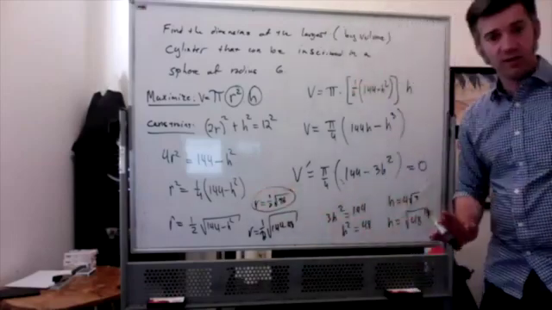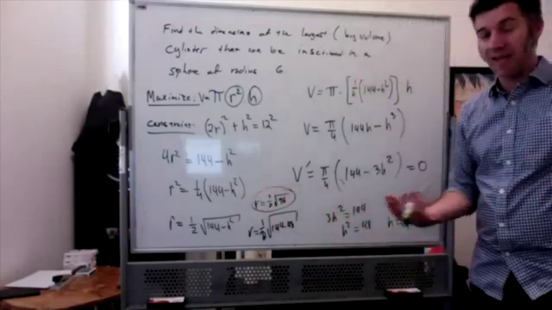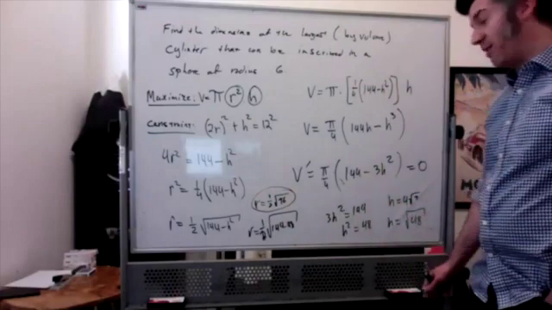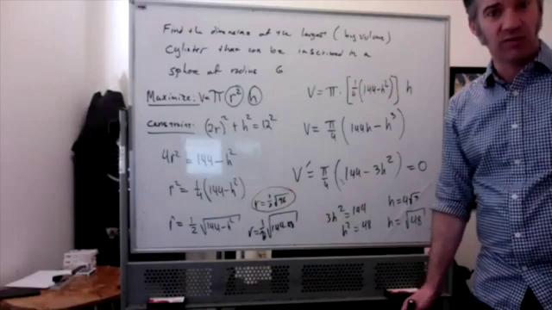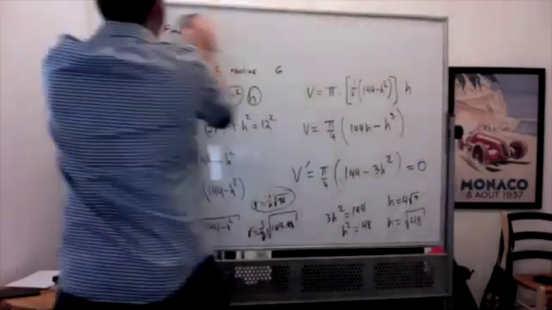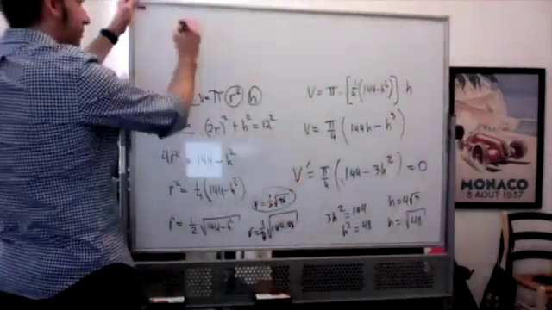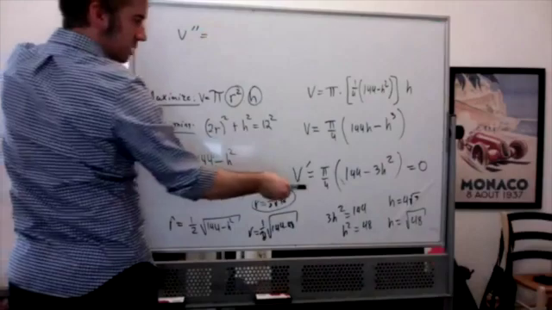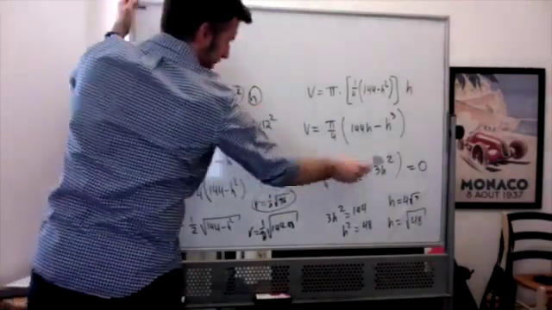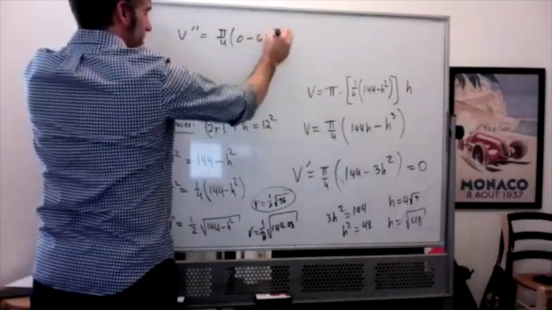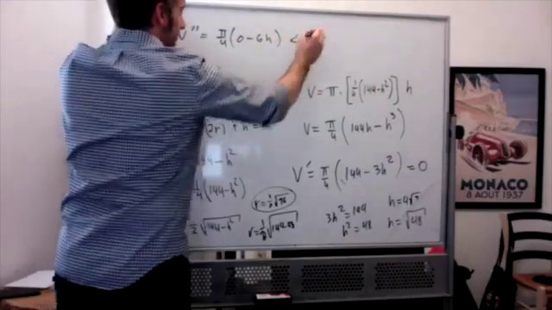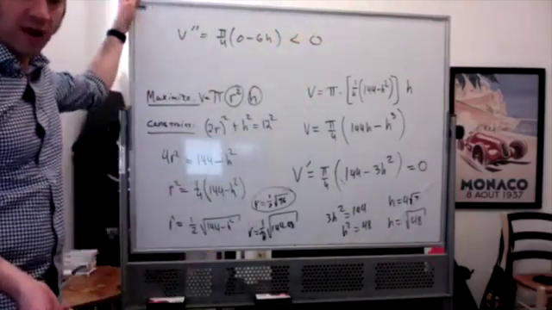Okay, the only other question I want to address is, does this actually give us a maximum volume? So one way, probably the easiest way to check, is to use the second derivative test here. I take the second derivative of my volume equation. You're going to get V double prime equal to, let's see, pi over 4 times 0 minus 6h. And if you plug in any positive number for h, you're going to get a negative second derivative, which means it's concave down, which means you have a maximum.